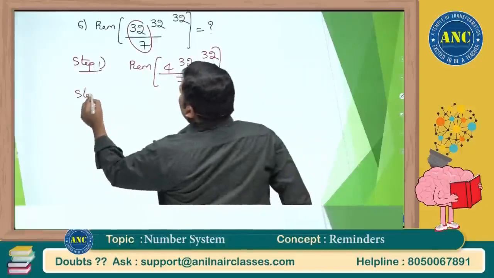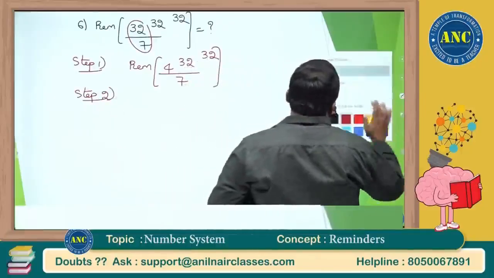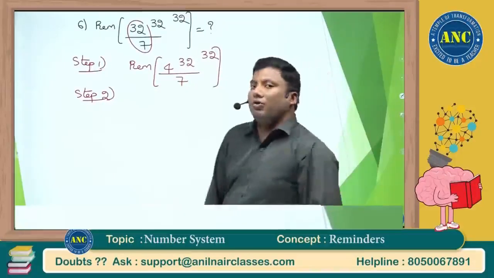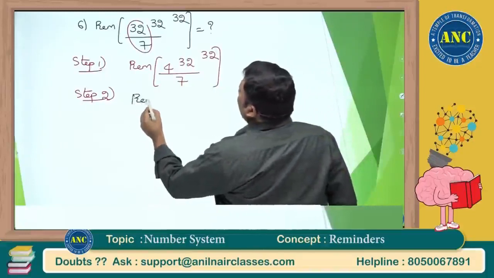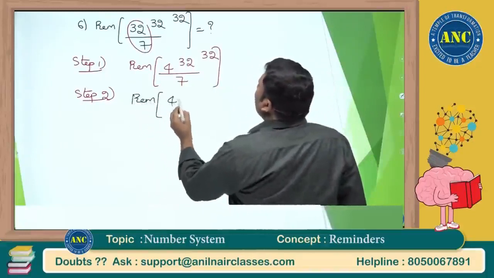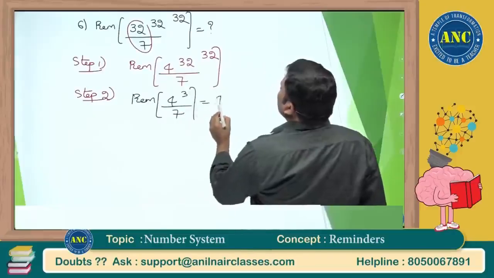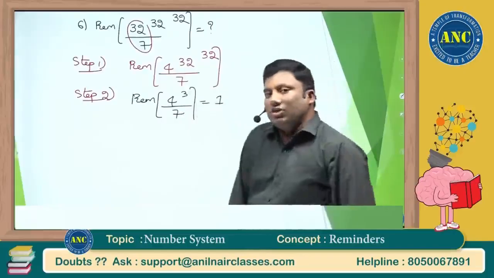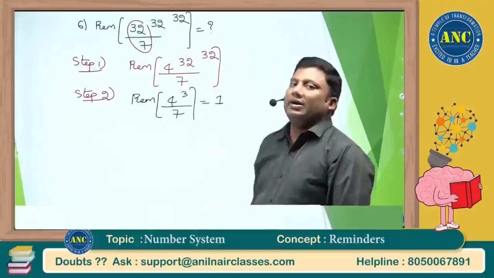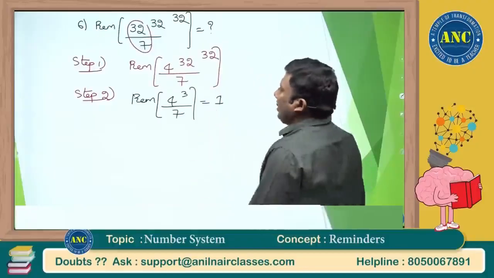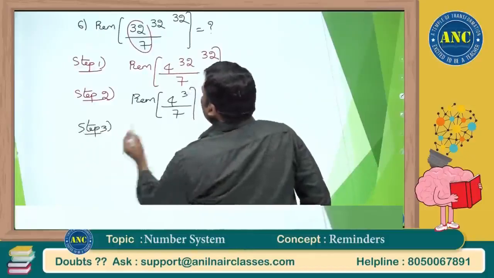Step number 2. Find out which power of 4, when divided by 7, I will get plus 1. 4 square divided by 7, 2. 4 cube, 64 divided by 7: 7 9s are 63, remainder it is nothing but 1. We have to find out which power of the numerator, when you divide by 7, I'll get plus 1. Step number 3.